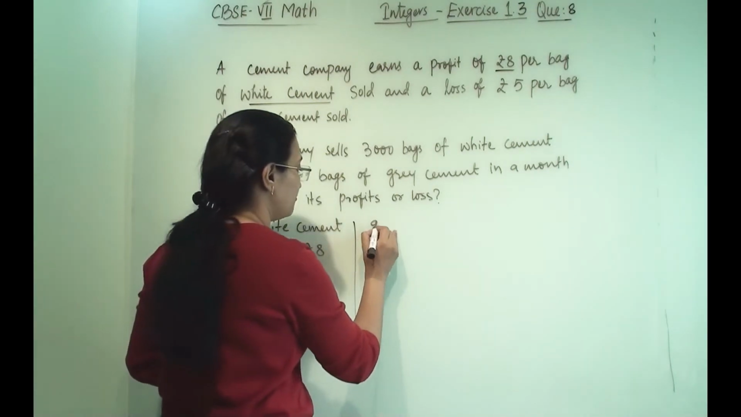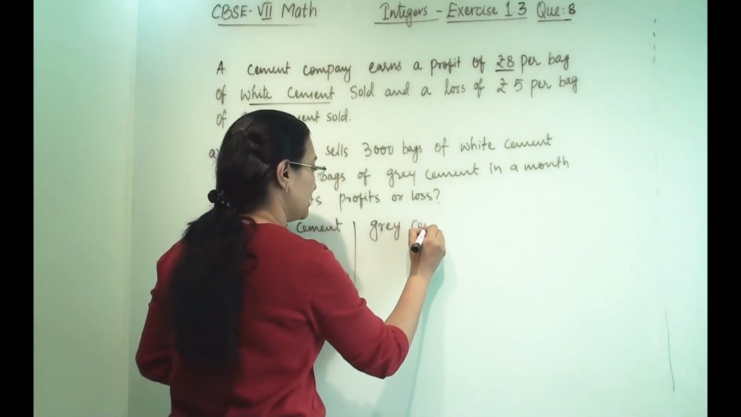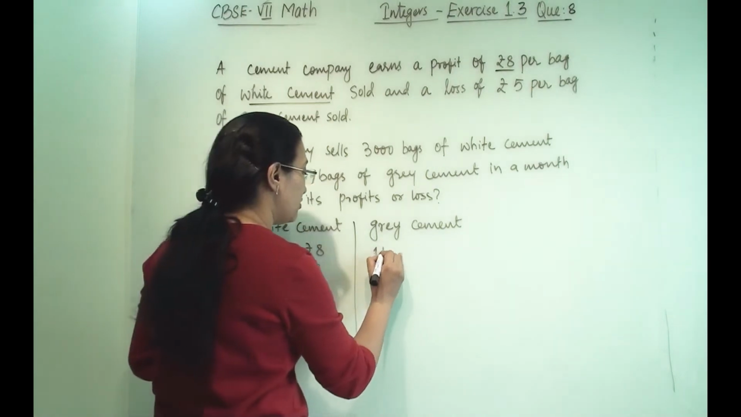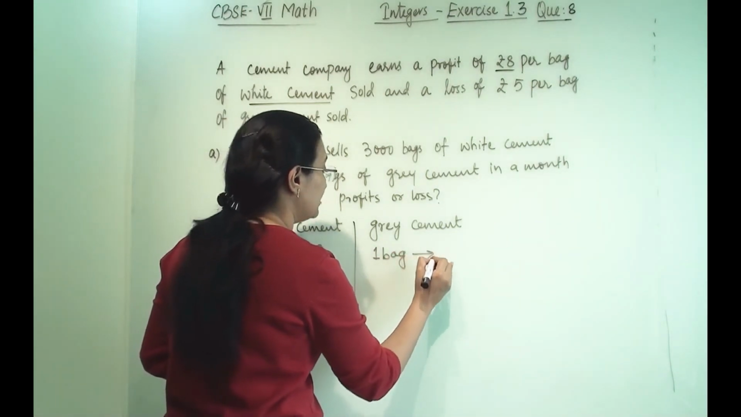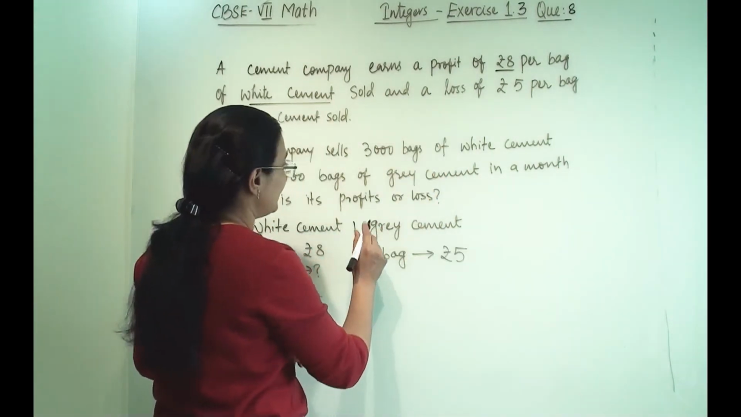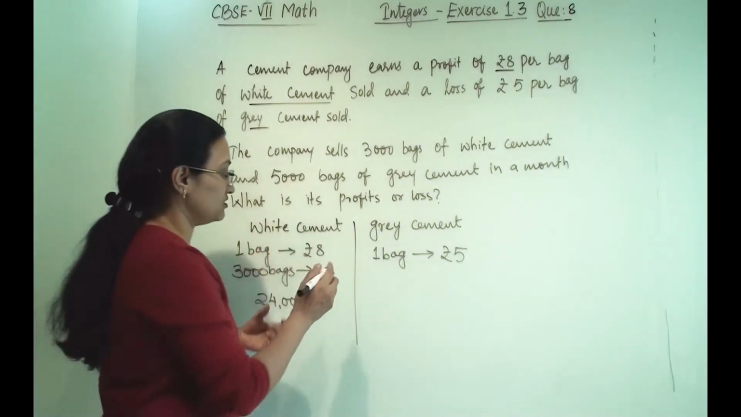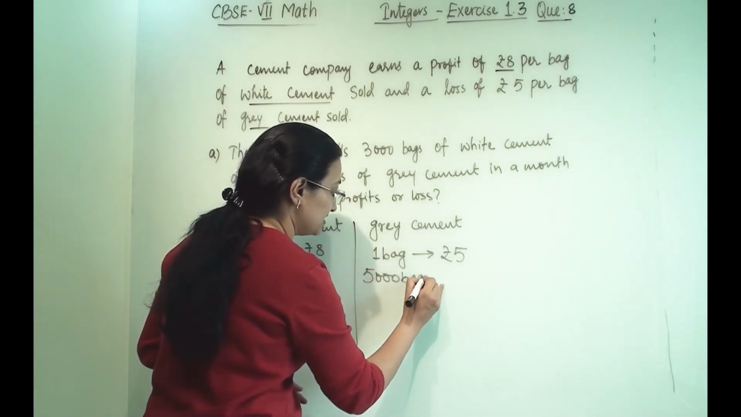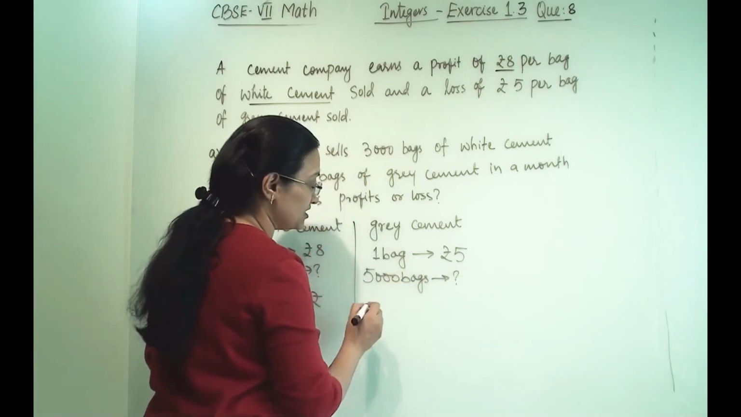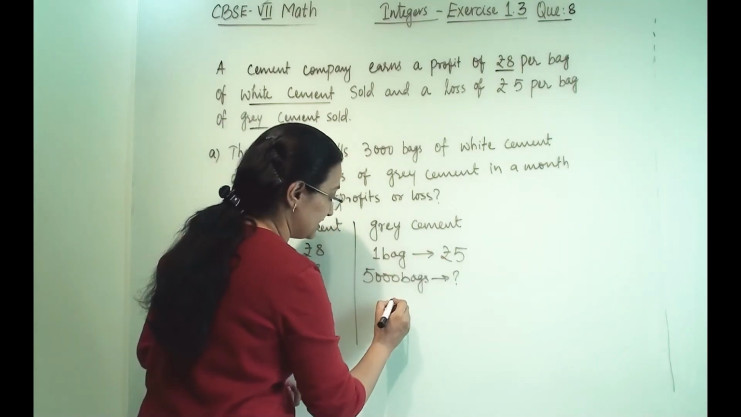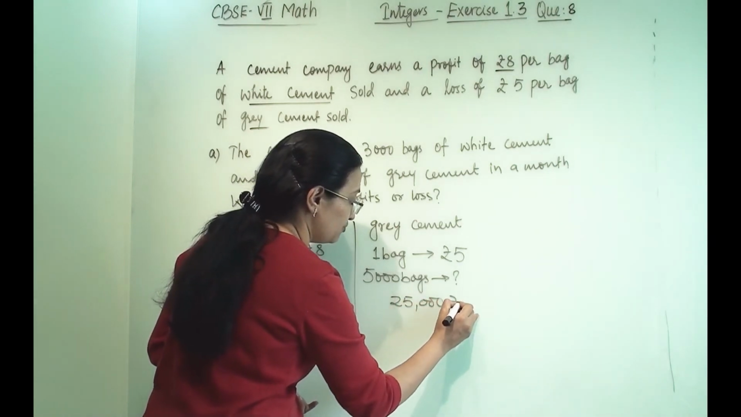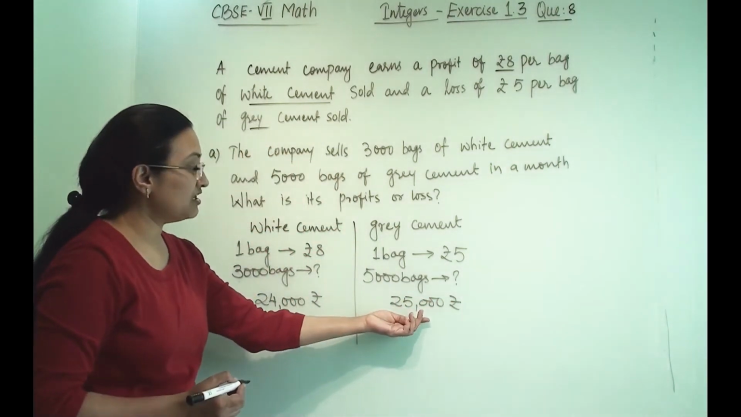Now let us check for grey cement. When they are selling one bag of grey cement, they are losing rupees 5. When they are selling 5000 bags, how many rupees? So simply we multiply this, and we will get 25,000 rupees. So this much is the loss.